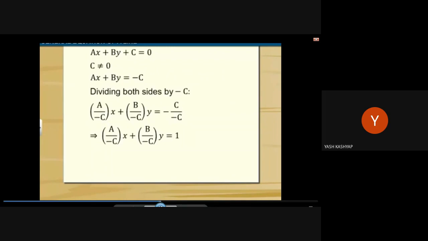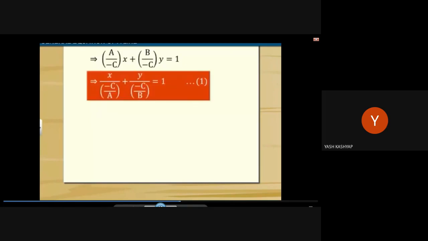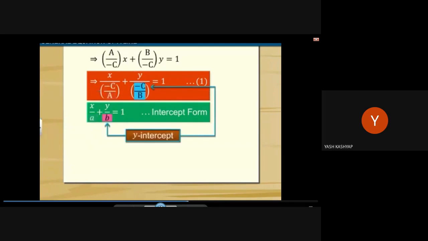When you take a by minus c to the denominator, it becomes minus c by a. So x by (minus c by a) plus y by (minus c by b) is equal to 1. Now we have got the intercept form of a line, x by a plus y by b is equal to 1. In this, the x-intercept is minus c by a and the y-intercept is minus c by b.